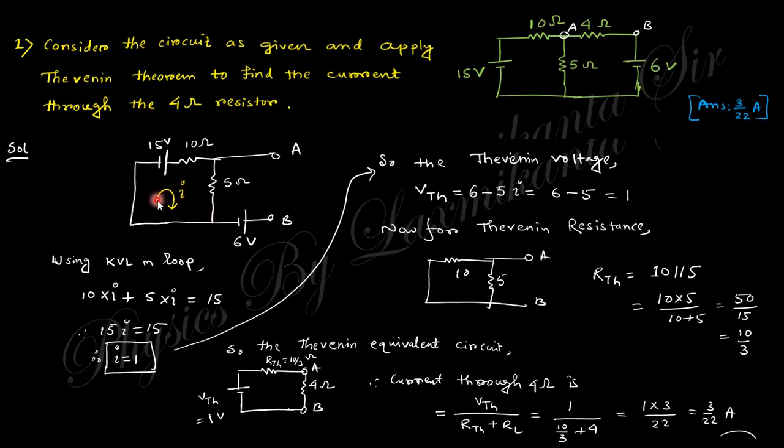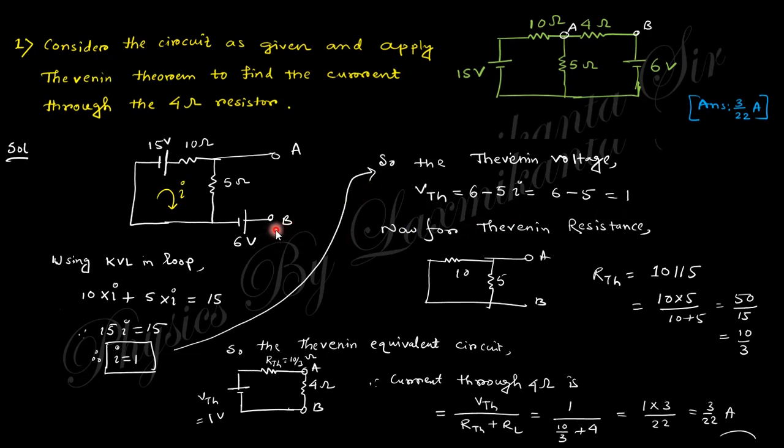Just apply Kirchhoff's voltage law, KVL. In this loop 1, you can see that 10 into I1, 5 into I1, and this is the 15. So you will get I1 equal to 1, so there is a voltage difference of 5 across the 5 ohm. But you can see this current is flowing from that side to that one, so this is positive and this is negative, and this voltage is minus and plus. So effectively the voltage across AB will be nothing but 6 minus this voltage. So this will be 1 volt. So the voltage difference across AB, that is the Thevenin voltage, is 1 volt.